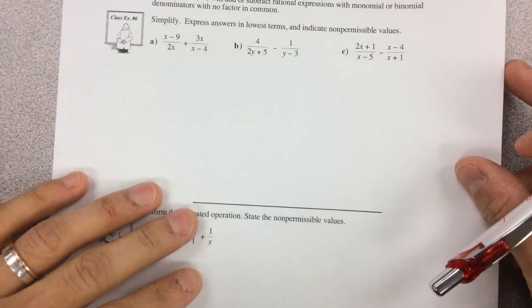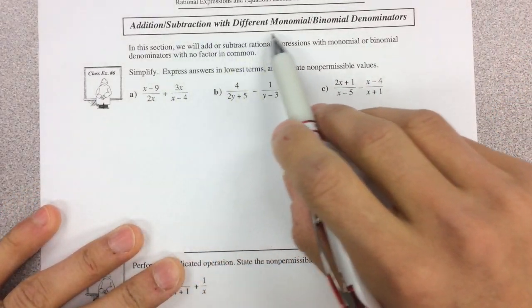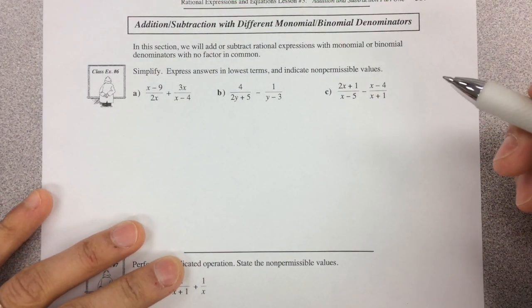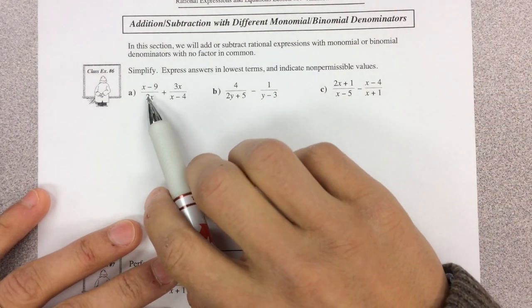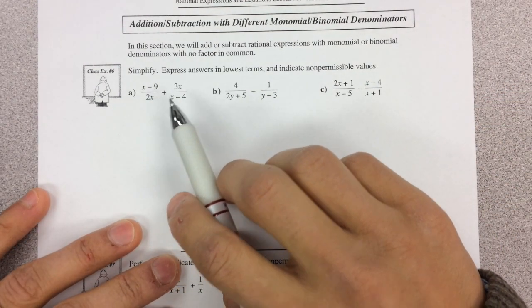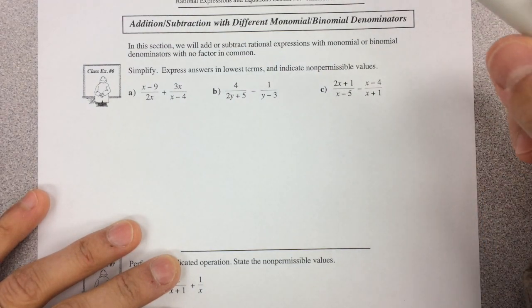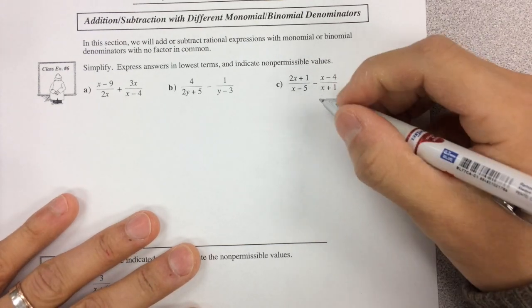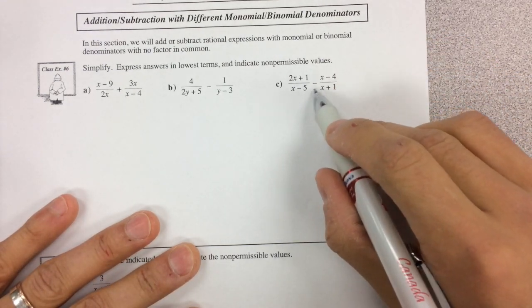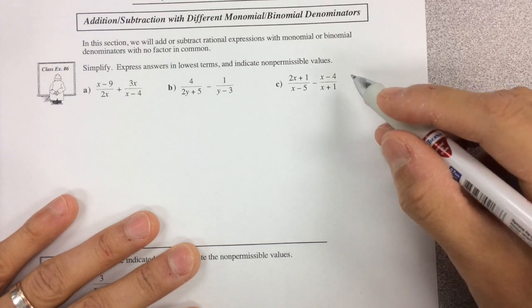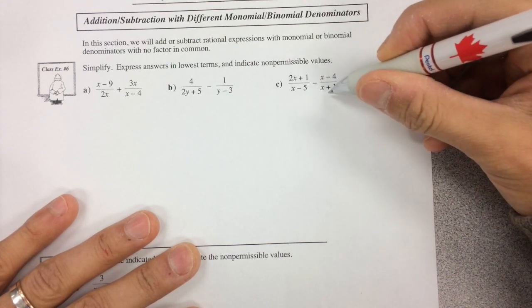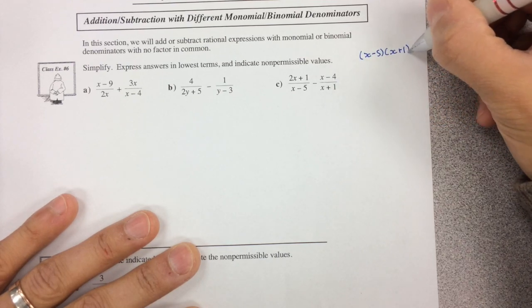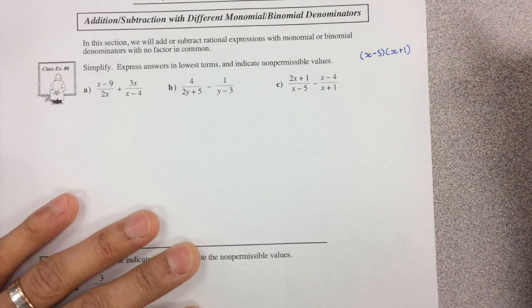All right, a couple more examples. Now we're working with addition and subtraction with a monomial and a binomial denominator. So 2x and x minus 4, those are my denominators. And let's work with one of the more complicated ones. Let's work with C. So if I have x minus 5 and x plus 1 as my denominators, then I know that my common denominator between these two is going to be x minus 5 and x plus 1. So this is just a combination of both of these as my denominator.